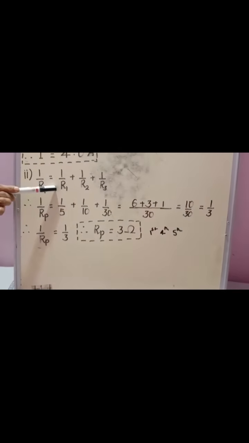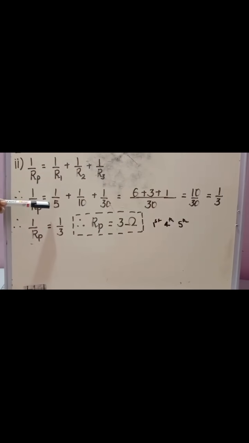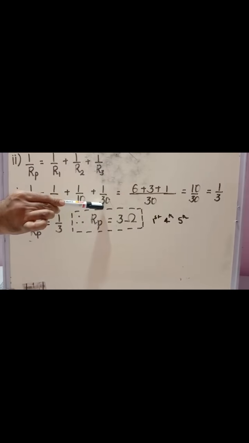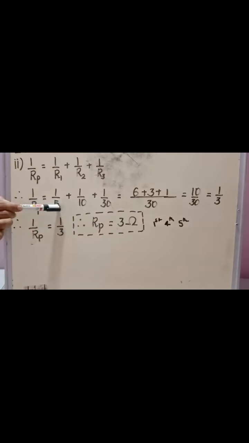Now effective resistance, it is given by the formula 1 upon Rp equals 1 upon R1 plus 1 upon R2 plus 1 upon R3. We will substitute the values in the formula. R1 is 5, R2 is 10, R3 is 30. So 1 upon 5, 1 upon 10, 1 upon 30. So this is the addition of three fractions.